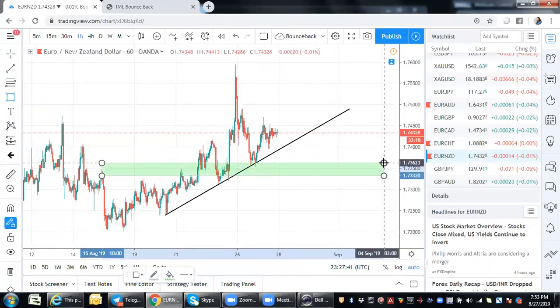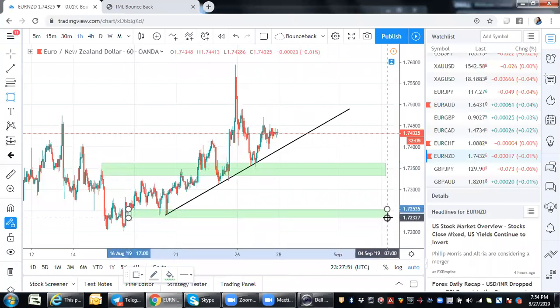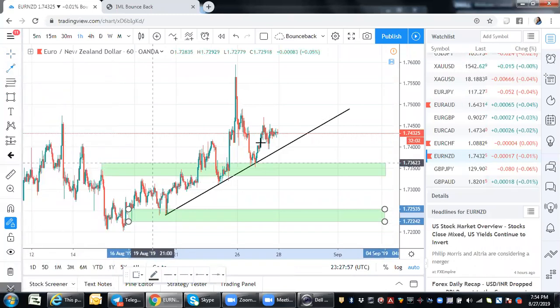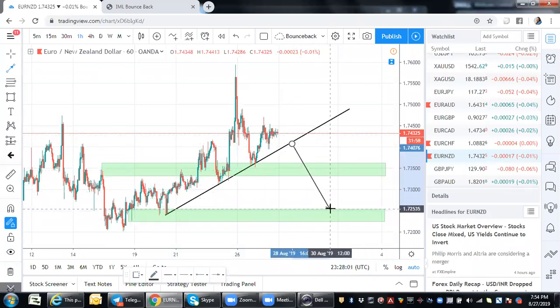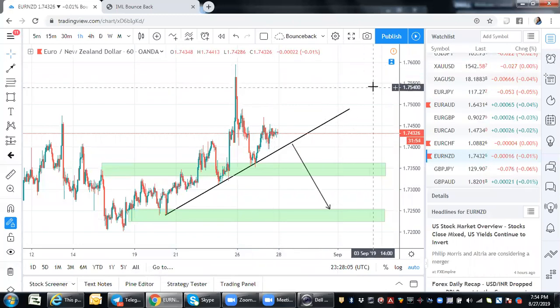You know what I mean? But this is what we're looking at. Got a nice head and shoulders pattern. So you can look for this sell, right? So I'm going to put it here. You're waiting for the break though. You're waiting for the break of that trend line.